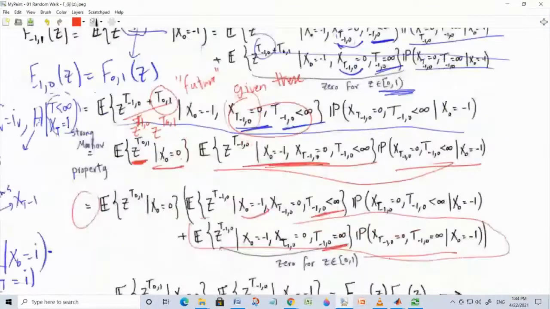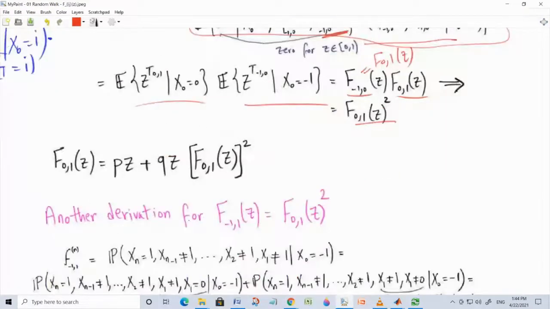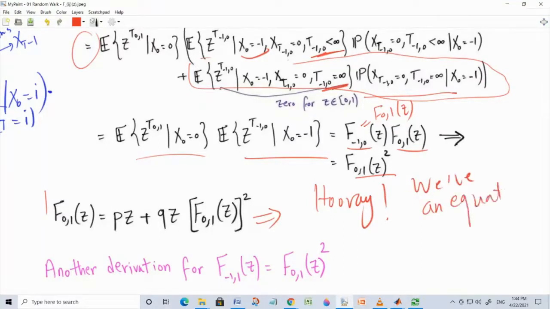this one here is also f(0,1) of z. And so this is basically the square, and so we have an equation for f(0,1) of z, and it's a quadratic equation. Okay, it's a quadratic equation which we can solve, and we'll do so.